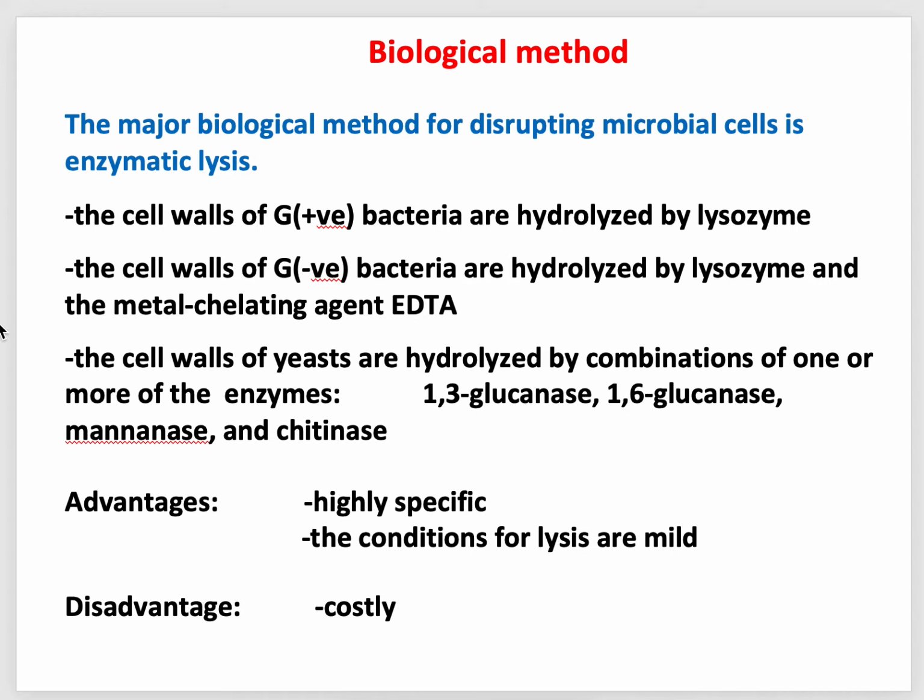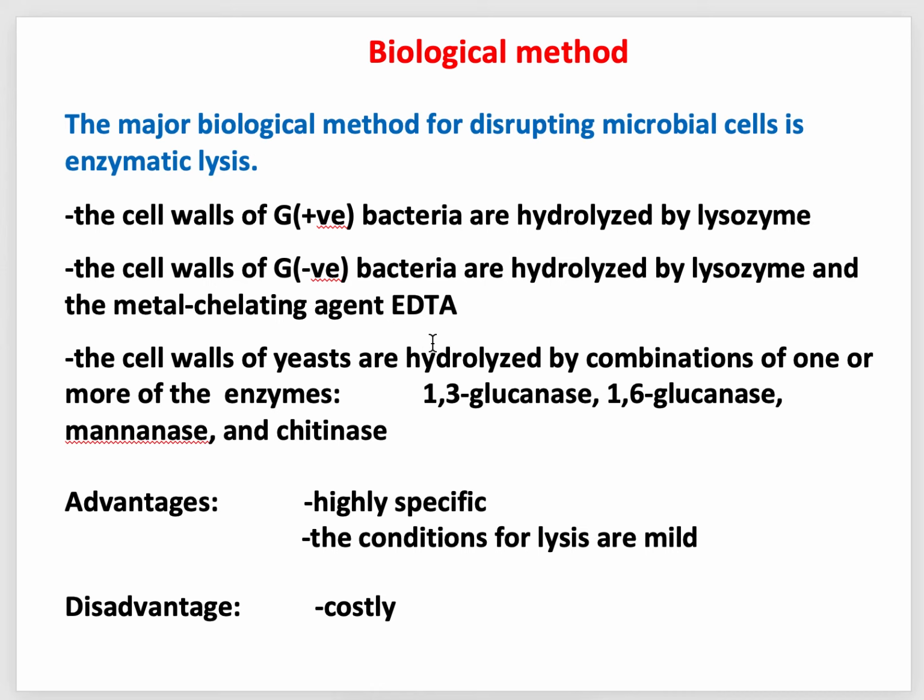Okay, the major biological method for disrupting microbial cells is enzymatic lysis. For example, the cell walls of gram-positive bacteria can be lysed by lysozyme. It's an enzyme. And the walls of gram-negative bacteria are hydrolyzed by the enzyme lysozyme and the metal chelating agent EDTA. EDTA is a chemical, and it is very widely used, not only in the industry, also in the laboratory. EDTA is frequently used to disrupt or lyse the cell walls of bacteria.